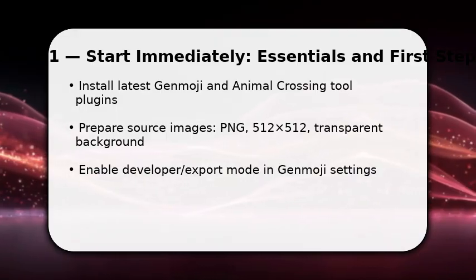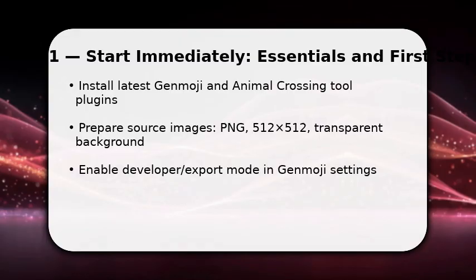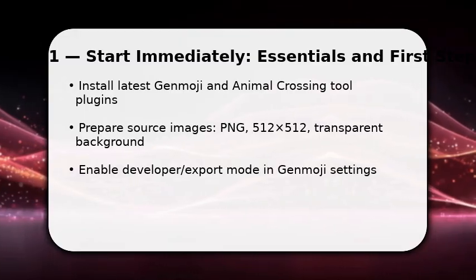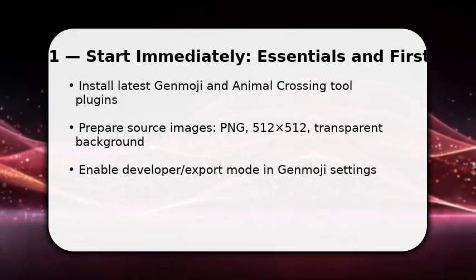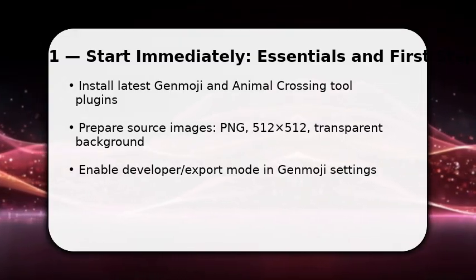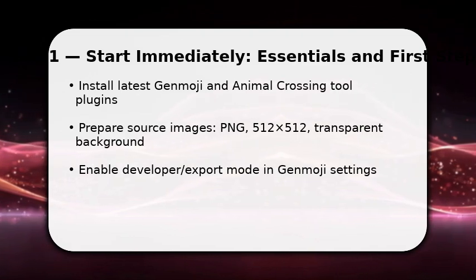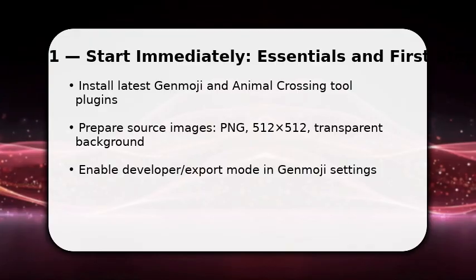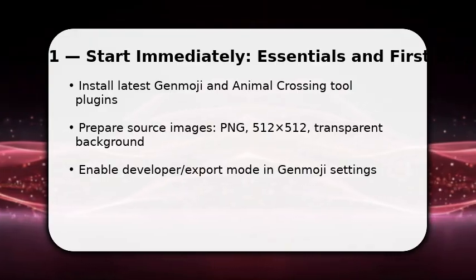Once done, enable developer or export mode in Genmoji so you can access shadow layers and advanced export options. Now create a duplicate layer labeled Base. This isolates the original. Then set up a working canvas at 1024 x 1024 to retain detail during edits. This gets you ready to craft accurate AC shadow maps.